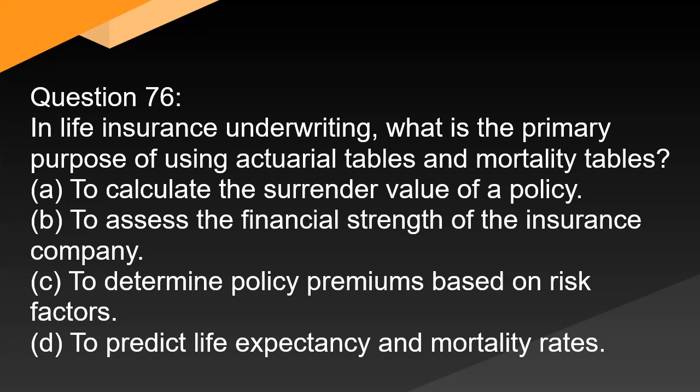Question 76. In life insurance underwriting, what is the primary purpose of using actuarial tables and mortality tables? A. To calculate the surrender value of a policy. B. To assess the financial strength of the insurance company. C. To determine policy premiums based on risk factors. D. To predict life expectancy and mortality rates.